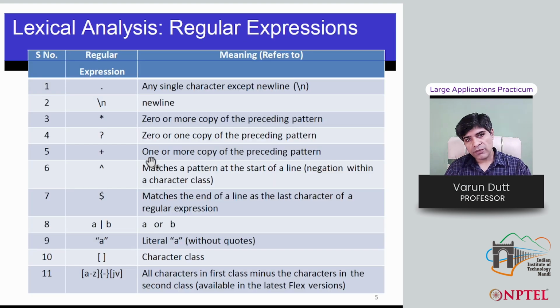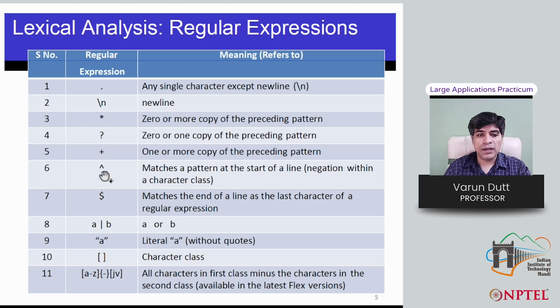So now, what are the different regular expressions possible? There are a number of regular expressions which flex allows us to create. Dot means any single character except new line, which we have seen. \n means new line. Star means 0 or more copies of the preceding pattern. Question mark means 0 or 1 copy of the preceding pattern. Plus means 1 or more copies of the preceding pattern. We have seen the plus in the previous example, but we could also put question mark and star depending upon 0 or 1, or 0 or more.